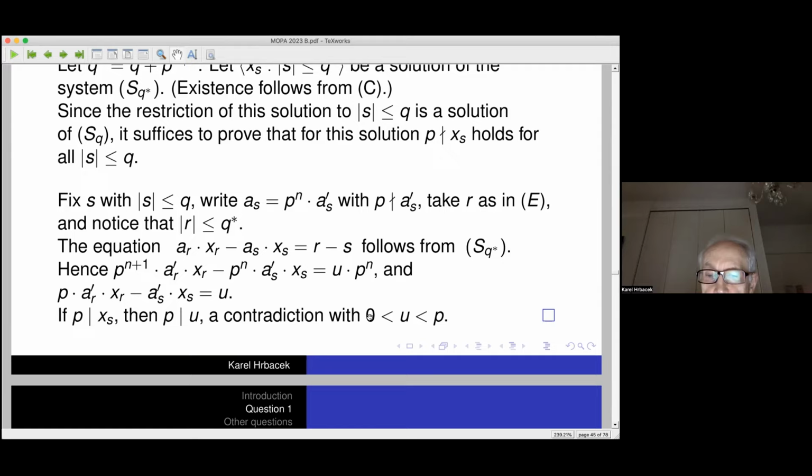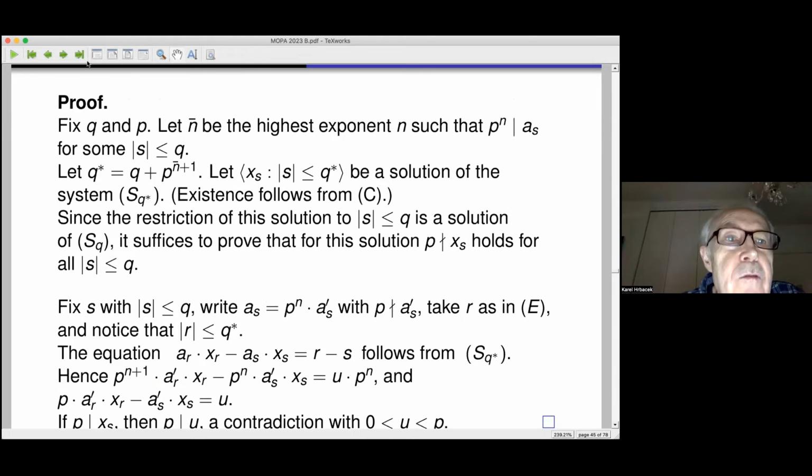But if you cancel p^n, you end up with p a_r' x_r minus a_s' x_s equal u. And it follows that p cannot divide x_s, because then it would have to divide u, but u is less than p and bigger than zero. So that's impossible. Okay, so this is certainly not difficult, but I guess maybe hard to follow on a slide.